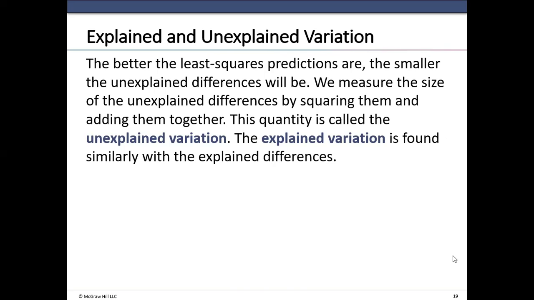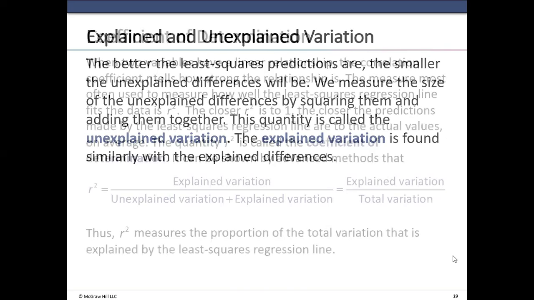Okay, you square the difference to get the square of the actual point from the fitted line, the square of that vertical distance, y minus y hat. You square it, that is the unexplained variation. Similarly, the explained variation is the distance from y hat on the fitted line to the y average. That difference is squared. That is the explained variation.